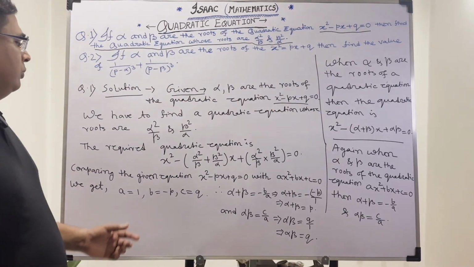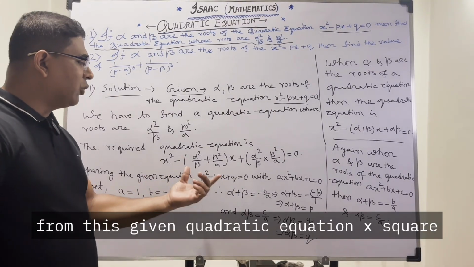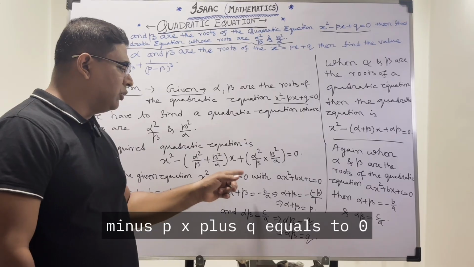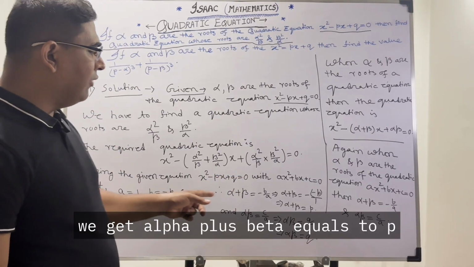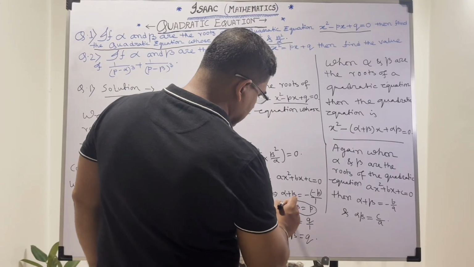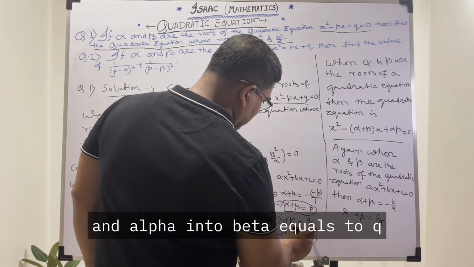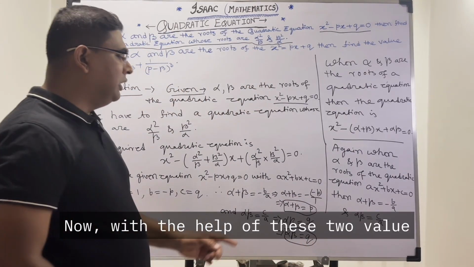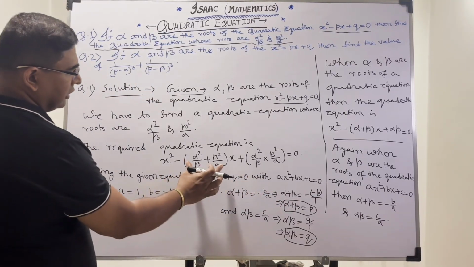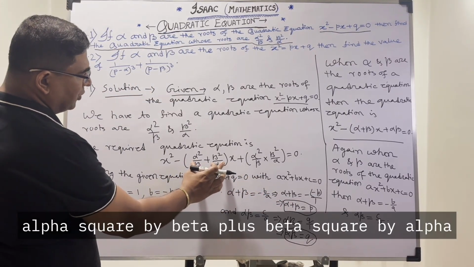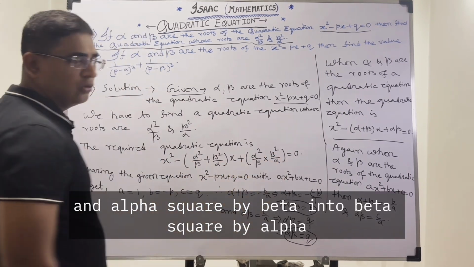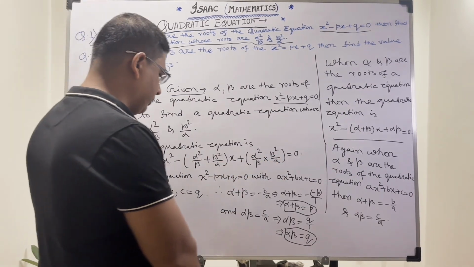So from this given quadratic equation x square minus px plus q equals to 0, we get alpha plus beta equals to p and alpha into beta equals to q. Now with the help of these two values, we have to find alpha square by beta plus beta square by alpha and alpha square by beta into beta square by alpha.